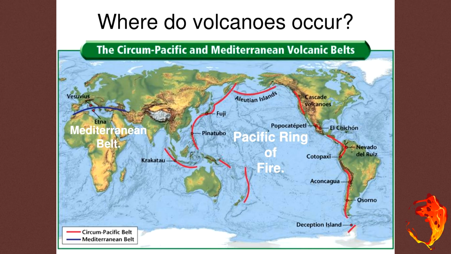And the other ring or belt that these volcanoes rapidly occur in is called the Mediterranean belt. So this is the belt that is right around Italy, and Vesuvius and Etna are two pretty well-known volcanoes in that area, and this is caused from the movement of the African plate, which is this big plate here, crashing into the European plate. And these all, once again, create very explosive volcanoes. They can do a lot of damage.